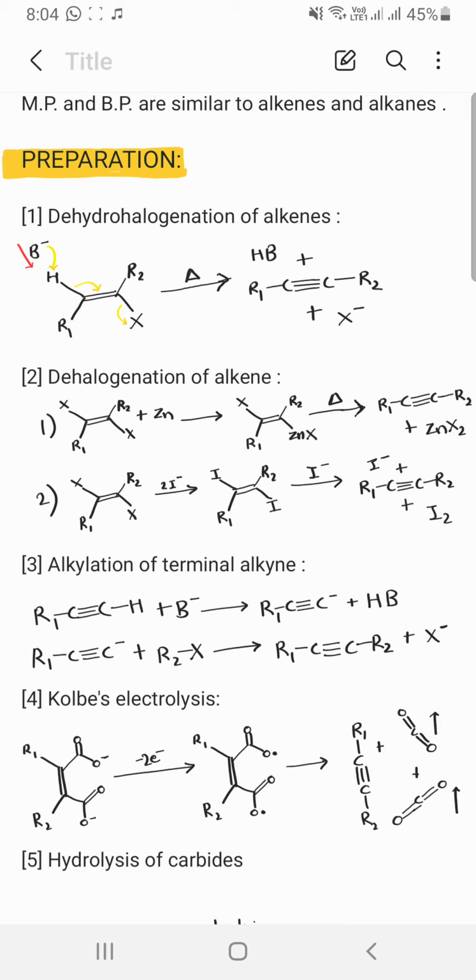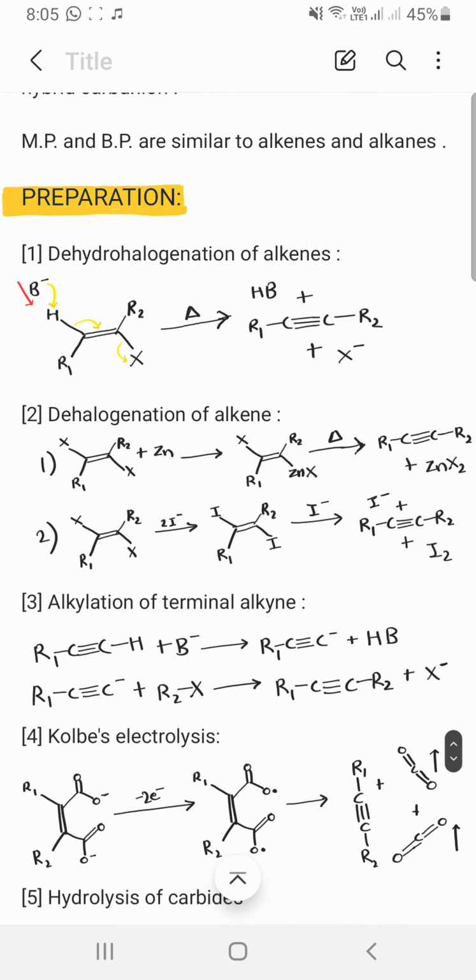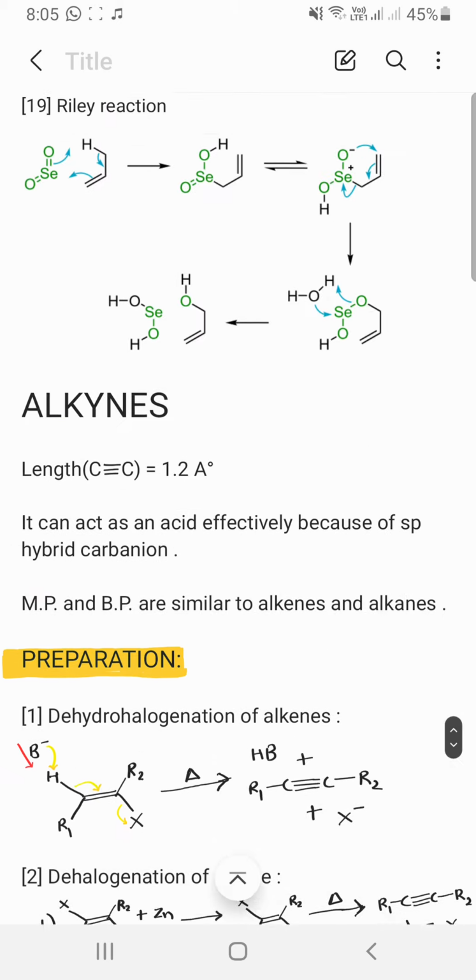Dehalogenation of alkene. Okay, the usual thing, insertion of zinc into this guy and then heating it to remove all that stuff, creating this. Oh, by the way, C2H2 is a gas. It's not a solid or liquid or anything.